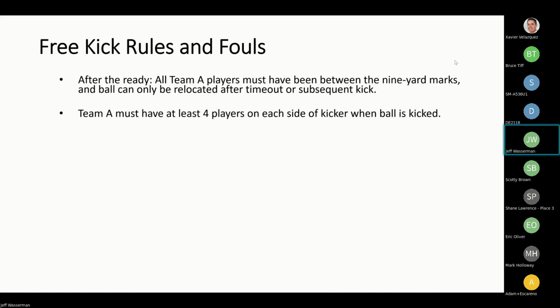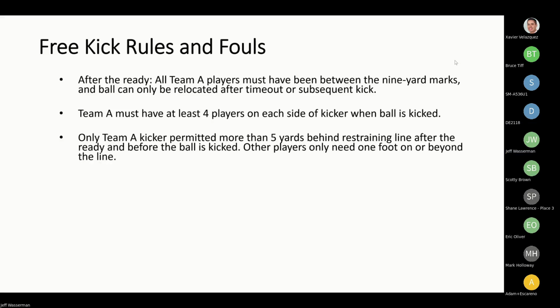Teammate must have at least 4 players on each side of the kicker when the ball is kicked. Only the teammate kicker is permitted more than 5 yards behind their restraining line after the ready and before the ball is kicked. I've got a good video example of that. Other players only need 1 foot on or beyond the line. So if the ball is being kicked at the A40, let's say, and it hasn't been relocated, every member other than the player who kicks the ball has to have at least 1 foot within the 35 to the 40-yard line. They don't have to have both. They just have to have one, or they can have just 1 foot barely on the line. That'll do, and we'll look at that later.